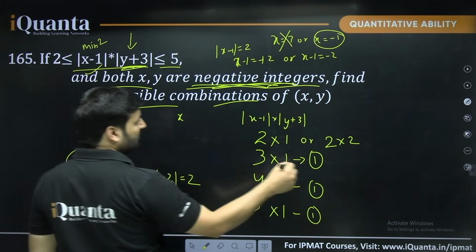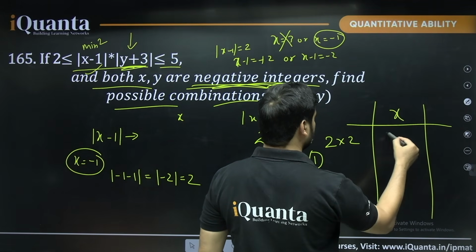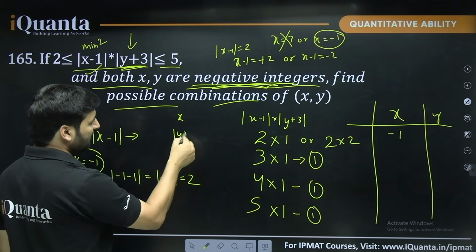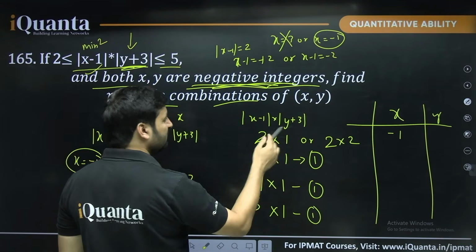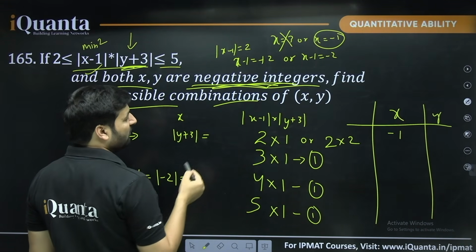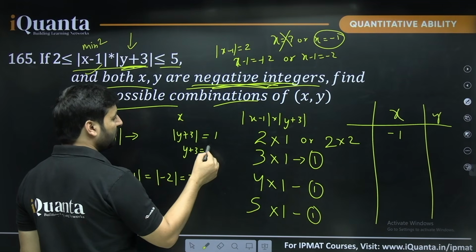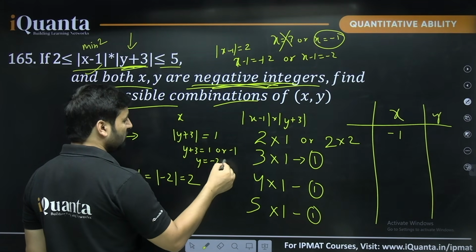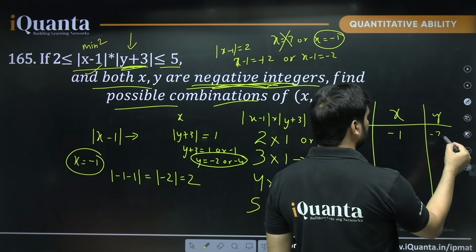So let me just write down, say I'll make a table. When x is minus 1, what are the corresponding values of y you can get? You have mod of y plus 3 simultaneously. When this is 2, these are the values of x I am getting, minus 1. If mod of y plus 3 is equal to 1, then y plus 3 is going to be plus 1 or minus 1. So y is going to be minus 2 or minus 4. So there are two negative values of y which are coming over here, minus 2 and minus 4.